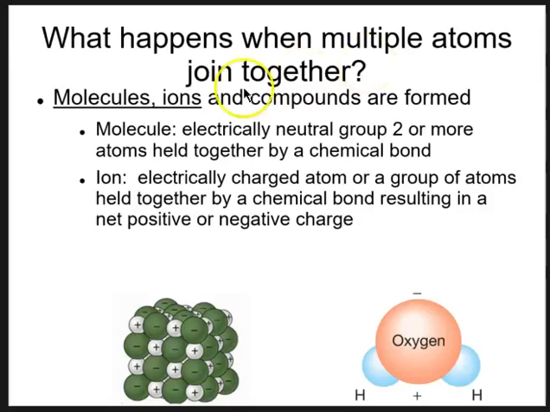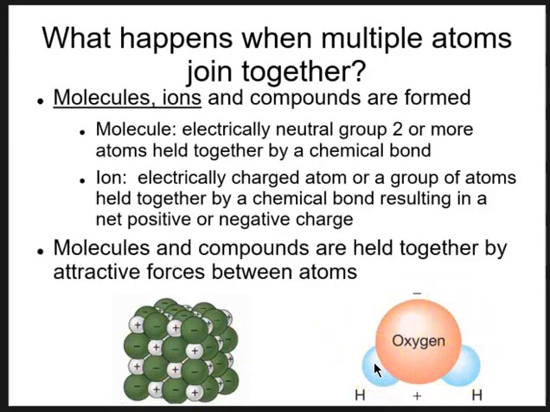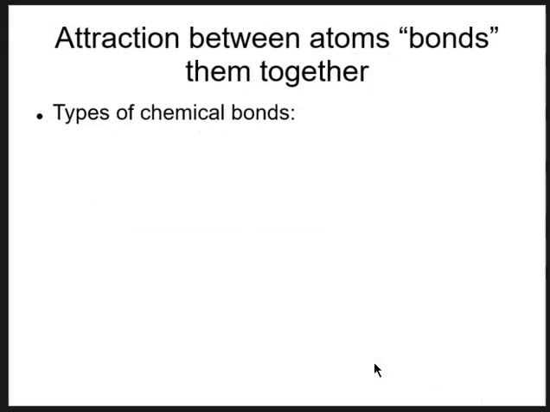Okay, so an example of an ion is shown here, and this was what I was referencing earlier, which is salt, sodium chloride, NaCl. And over here is an example of a molecule. This is a water molecule. So molecules and compounds are held together by attractive forces between atoms. Those attractive forces make those atoms bond together. There are a couple of different types of chemical bonds. So let's look at the different types of chemical bonds.